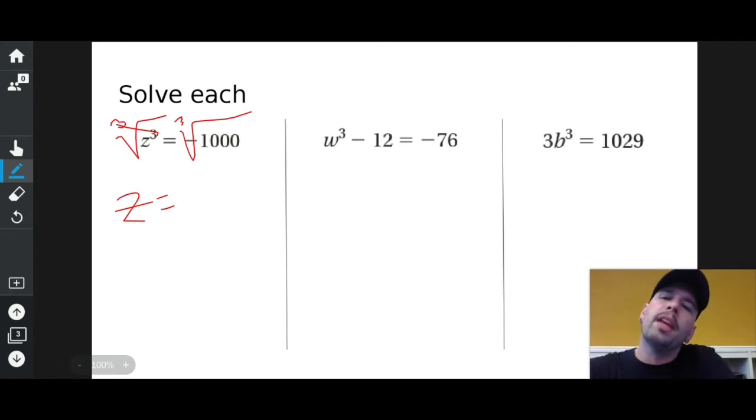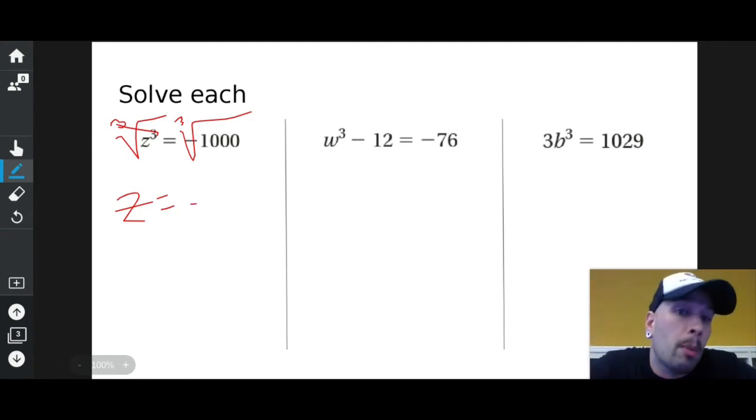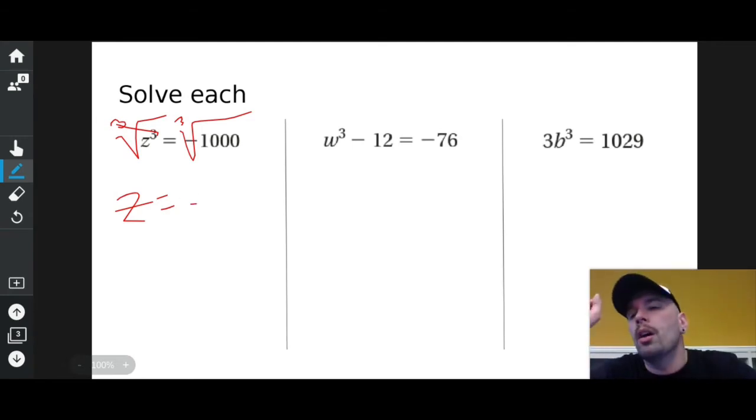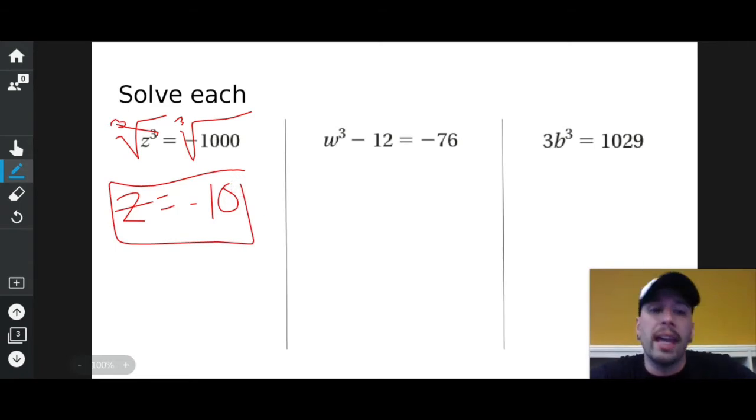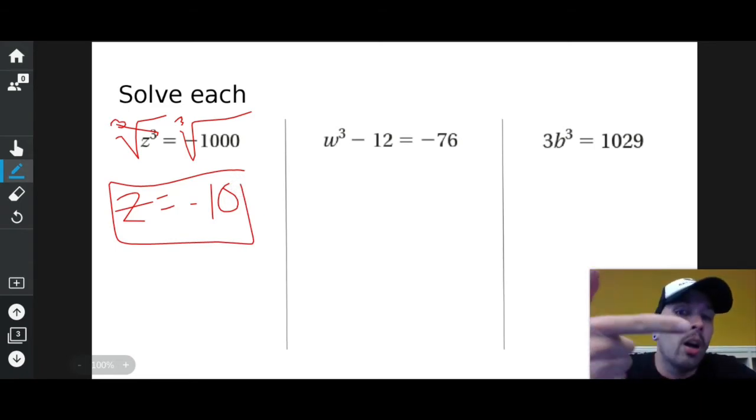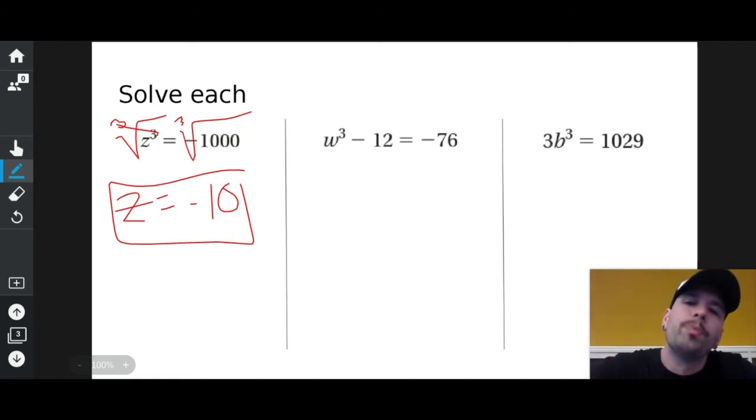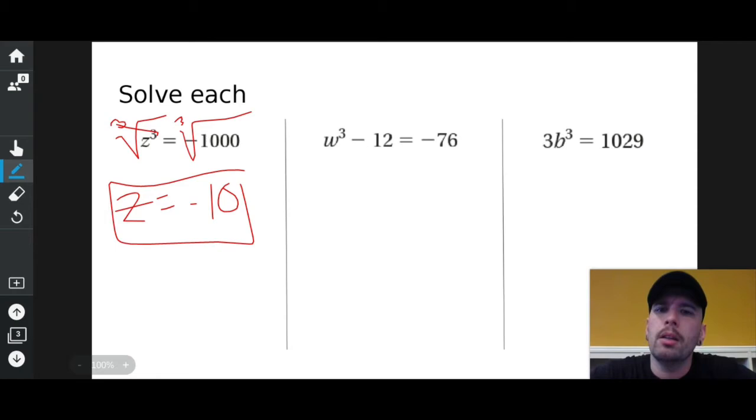The cube root of a negative is a negative. And as I might remember from the last slide, the cube root of 1,000 is 10. So my answer is negative 10. Because negative 10 times negative 10 is 100 times negative 10 is negative 1,000. Boom. Is W all by itself? No. What's in the way? Cube. What else? Negative 12.